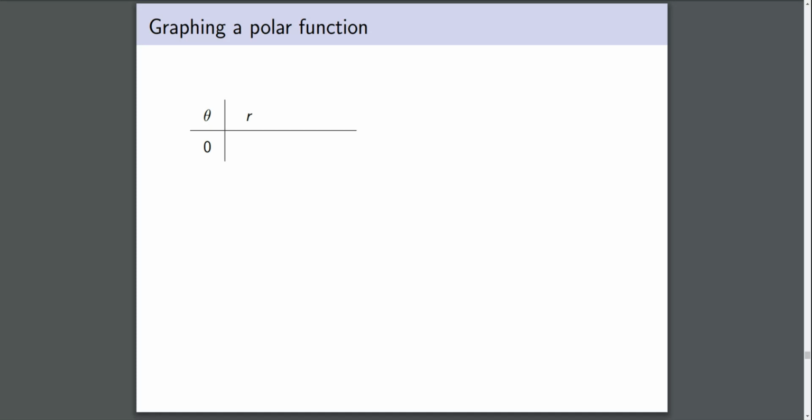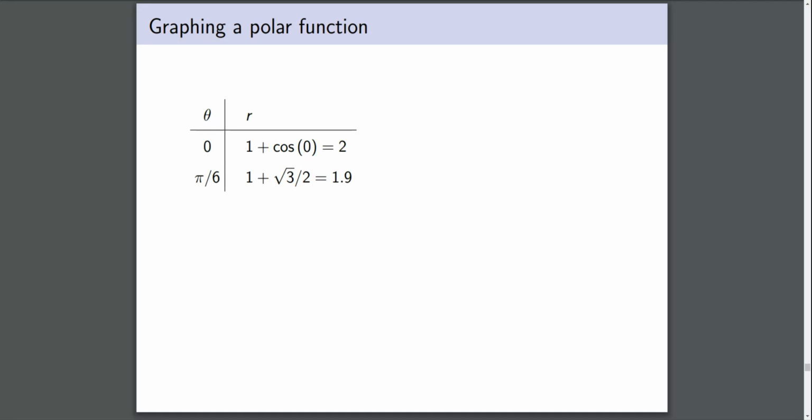So here's the first value of theta. I'm going to start with theta equals 0. I'm picking values of theta that are easy to work with. Then I plug that into my formula. Remember, we're plotting 1 plus cosine theta. And for this value, the corresponding r coordinate is 2.